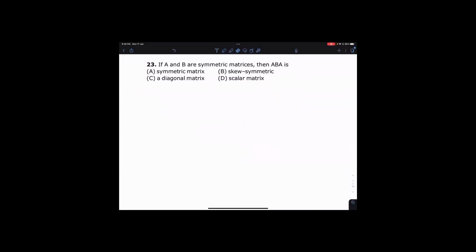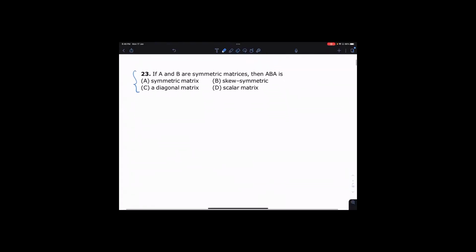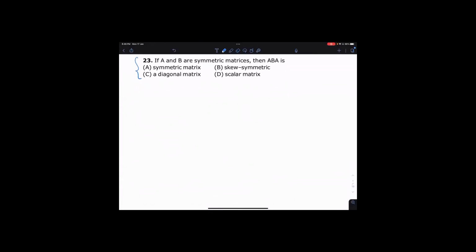In matrices, you will see that there is something called symmetric matrix and skew symmetric matrix. Before coming to the question, let me give the idea of how to solve similar types of questions. A symmetric matrix is a matrix whose transpose is the matrix itself. If A transpose is A, then it is a symmetric matrix. If A transpose is minus A, then it is skew symmetric.